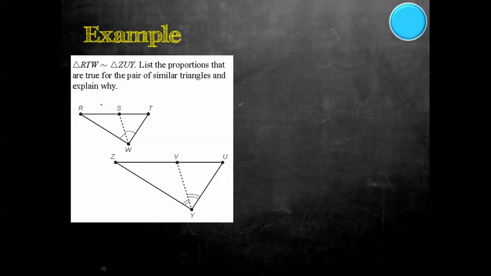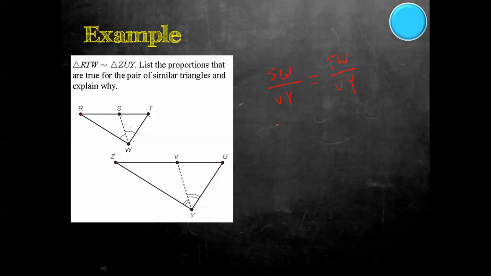Okay, so on this one, it says triangle RTW is similar to ZUY. List the proportions that are true for the pair of similar triangles and explain why. All right, so this is an angle bisector, right? So we would have to use the angle bisector proportions theorem. So we know that SW over VY can equal TW over UY.